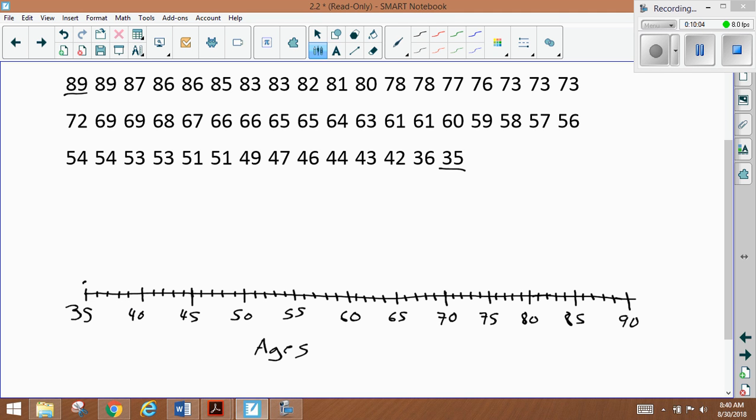All right, so we've got 1 at 35. Boom, we're going to put a dot there. I'm going to cross that out. Oh, these are in order, so that's nice. I can just go through. We've got 1 at 36. We have 1 at 42. We have 1 at 43. We've got 1 at 44. We've got 1 at 46. 1 at 47. 1 at 49. 2 at 51. Boom. 2 at 53. 1 at 54. 2 at 54.